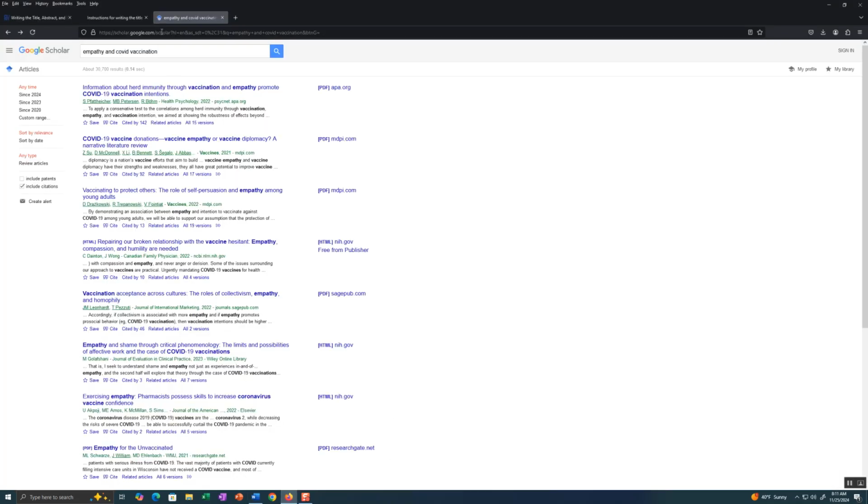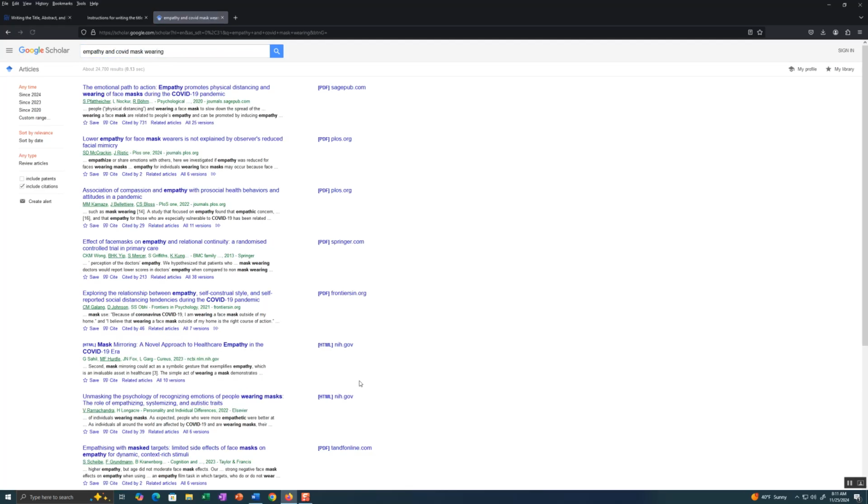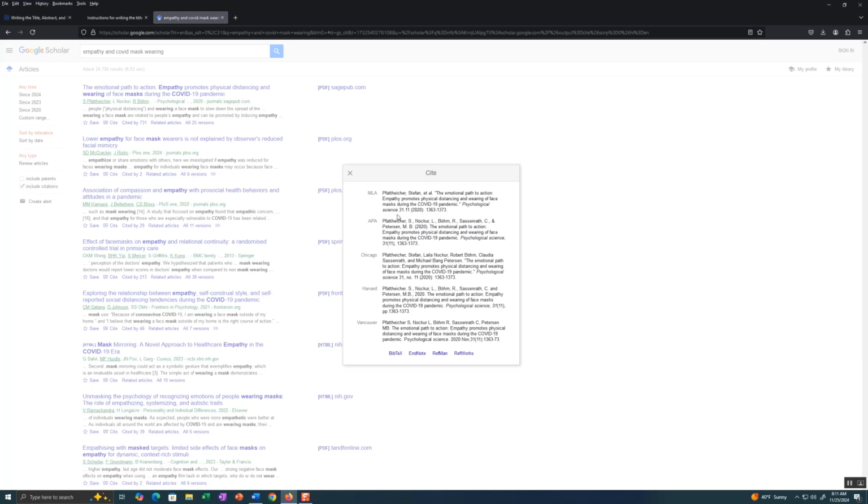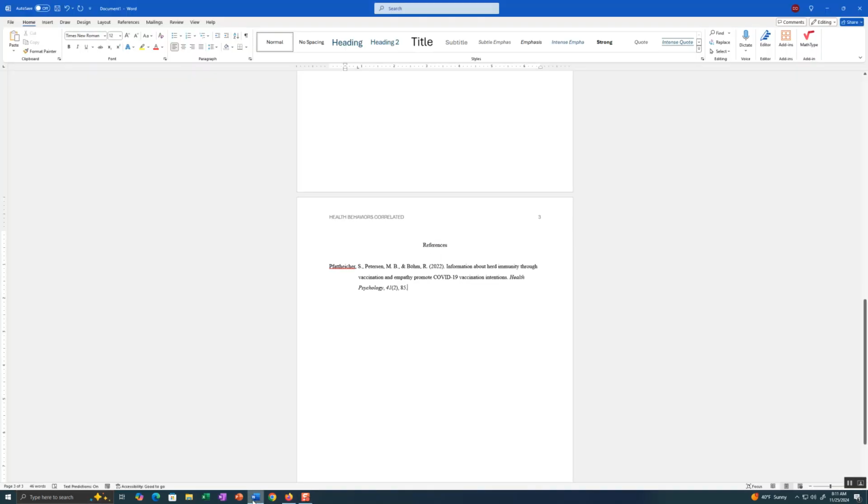If I want to add another reference, let's try mask wearing. Face mask here. Let's say I use this article. You want to cite again. You're going to do APA. You're going to copy. You're going to go down here, and you're going to paste it in, and then you're going to format it, right? So I like to cut the bottom lines here and then paste them in so I can indent them.